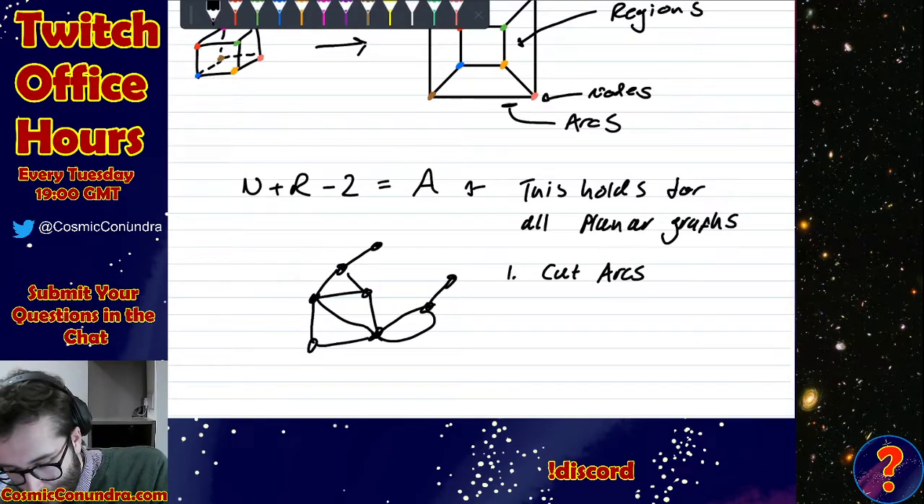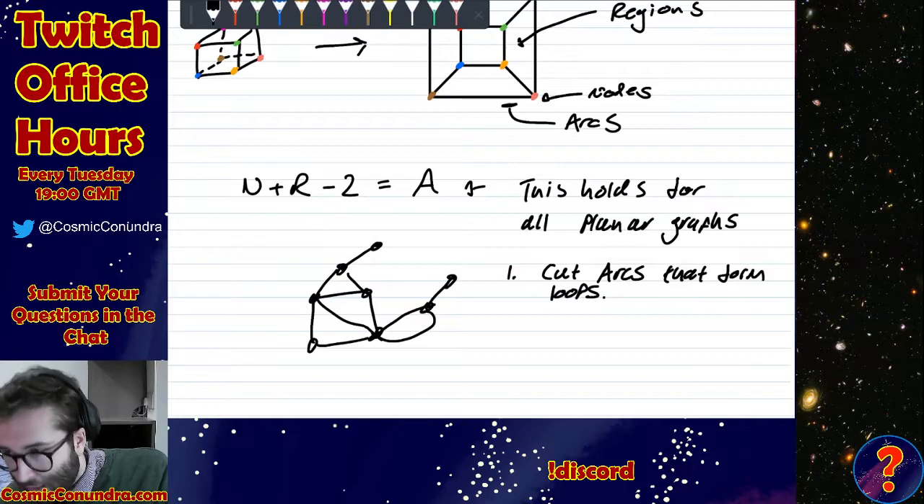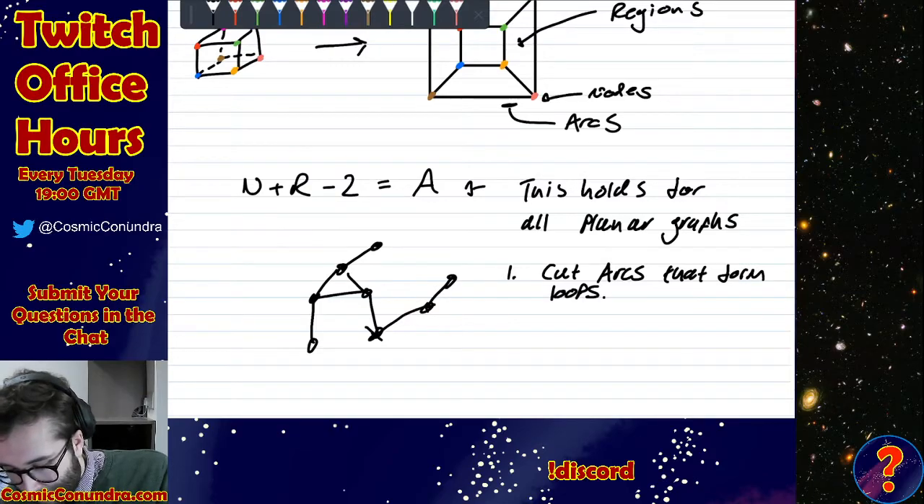cut the arcs that form loops. By arcs that form loops, I mean where you've got a node that is joined to a node by more than one arc, then you can cut one of these arcs. So this is another one we can cut. This is another one. So it's not just wanting to make it so that there's one arc between each node. We want to turn this thing into a tree.